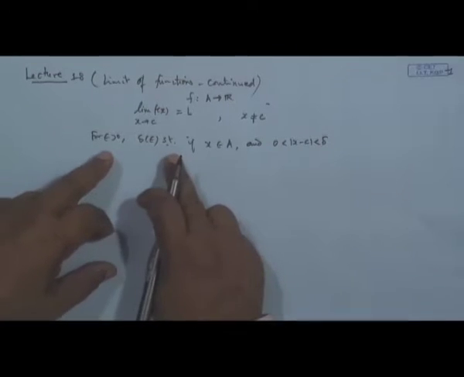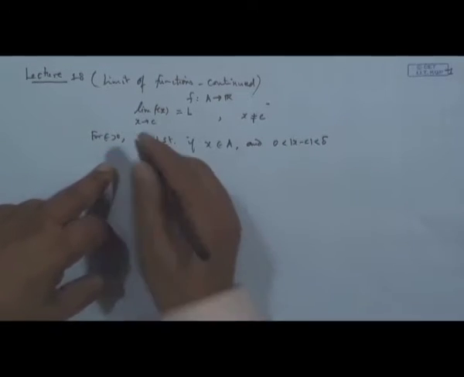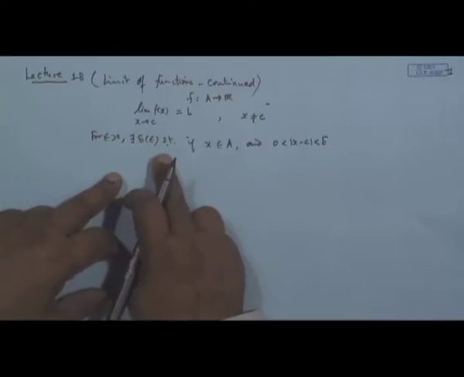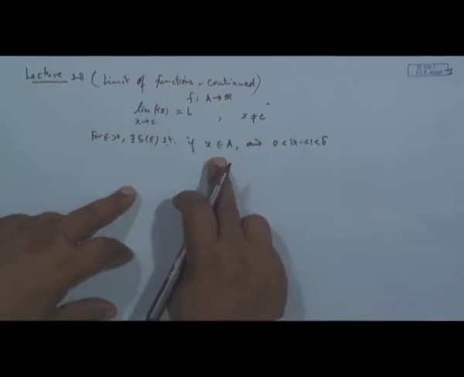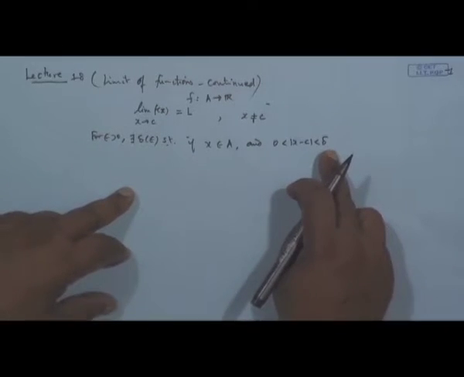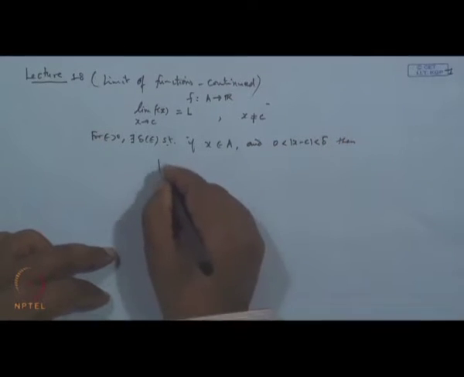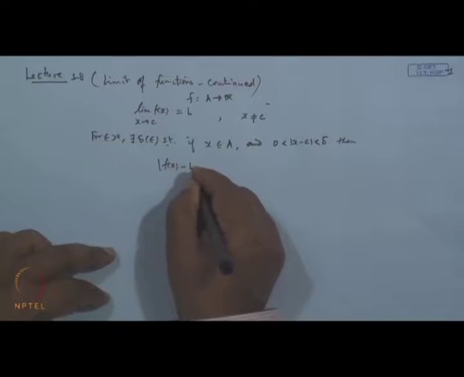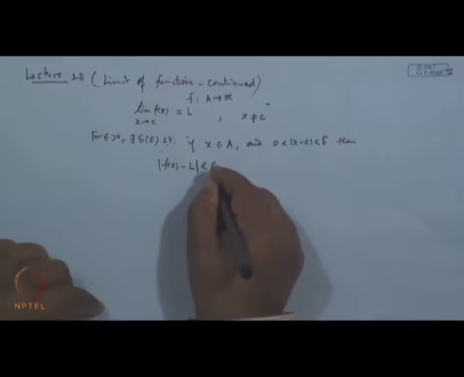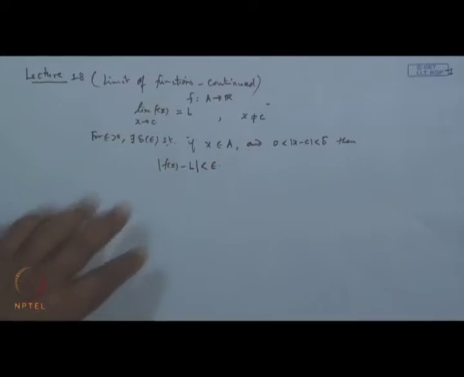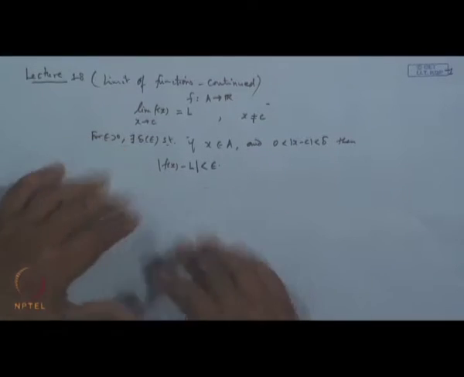So, for a given epsilon greater than 0, there exists a delta depending on epsilon such that for all x which lie in this interval, the value of |f(x) - L| will remain less than epsilon. So, this is the way we have defined this.